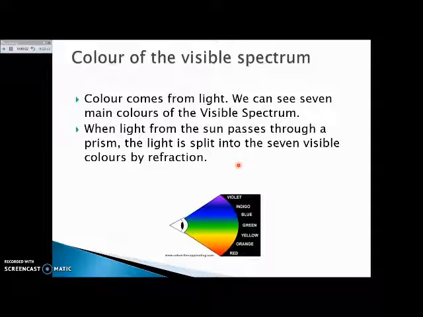Here we have the various manifestation of color at the visible spectrum. Using the prism, you have light being split into 7 visible colors by refraction: violet, indigo, blue, green, yellow, orange, and red.